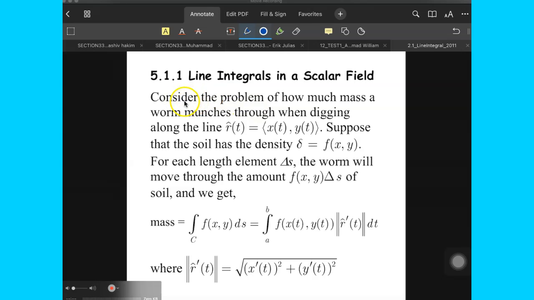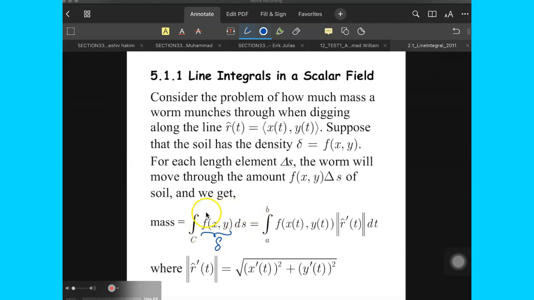If you look at this in the notes, it says to consider the problem of how much mass a worm munches through when digging along the line given. Suppose, imagine there is a worm munching the soil, and the density function of the soil is delta, which is the integrand. So this is the density function.